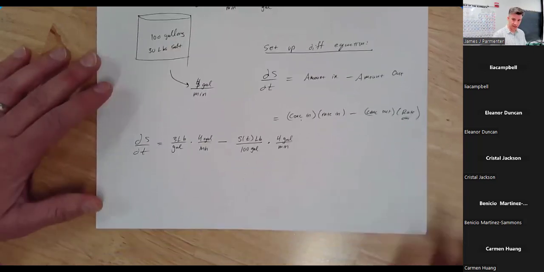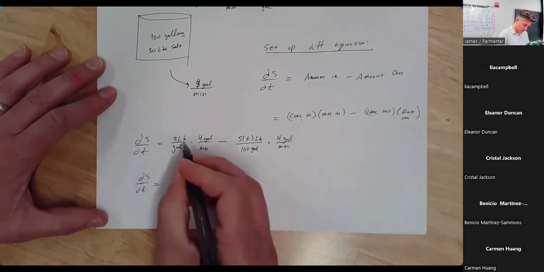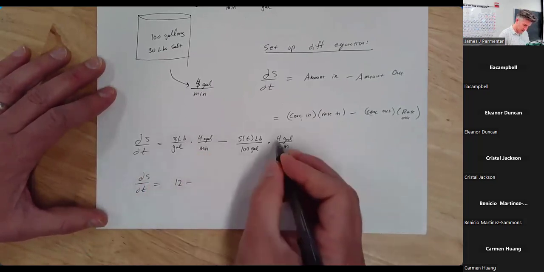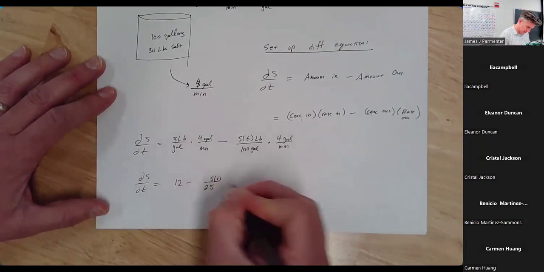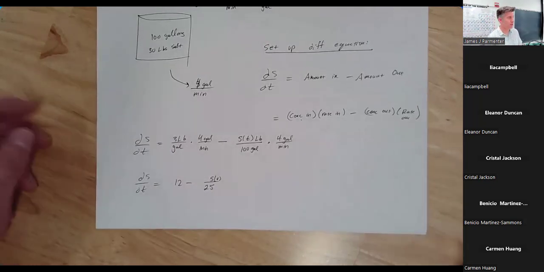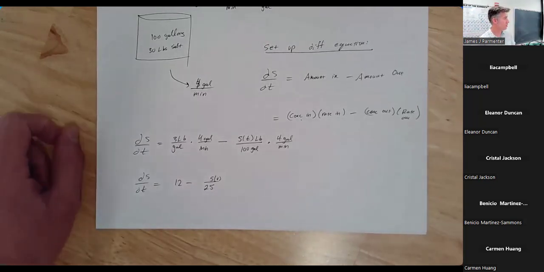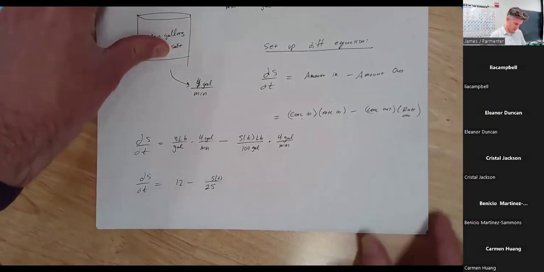So here's how we can set this up. We can write this as dS/dt equal to 12 minus 4 times S over 100, which reduces to S over 25. S of t, or S. So here's our situation. And this problem can be done either as separable or as a first order linear. So let me show you both ways.